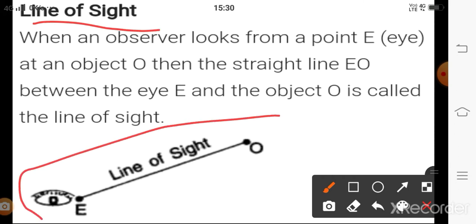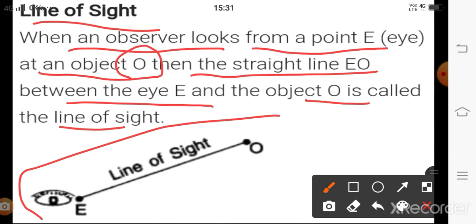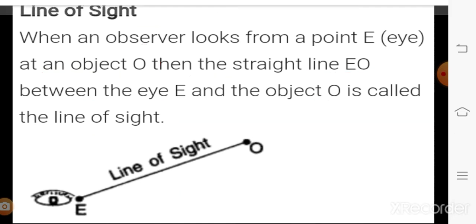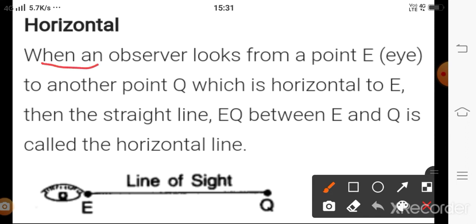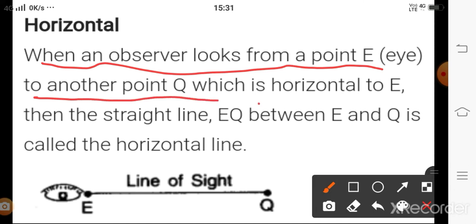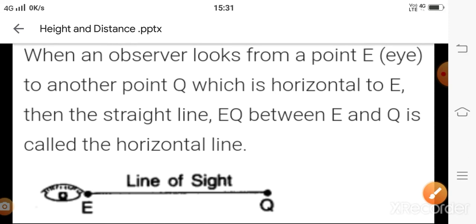If you are observing here, when an observer looks from a point E, that is the eye, at an object O, then the straight line EO between the eye and the object is called the line of sight. Next is the horizontal line. When an observer looks from a point E to another point Q, which is horizontal to E, then the straight line EQ from E to Q is called the horizontal line. We are now familiar with the line of sight and the horizontal line.